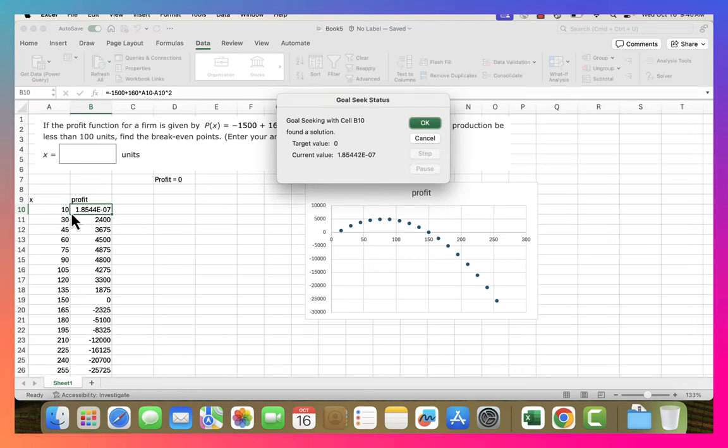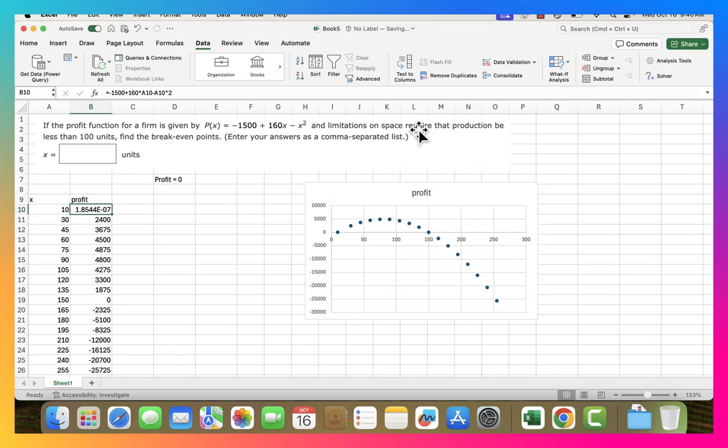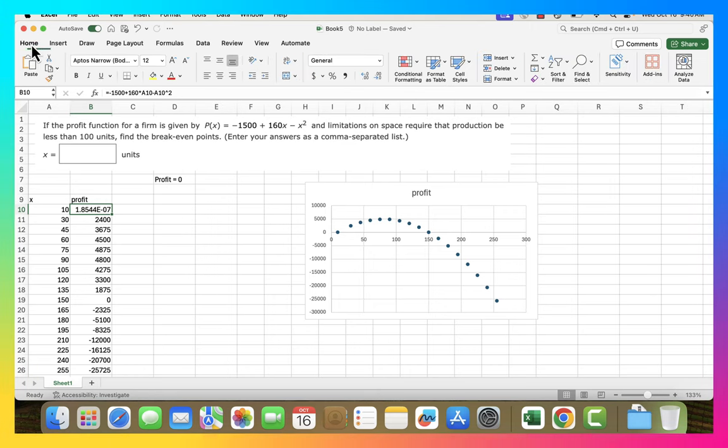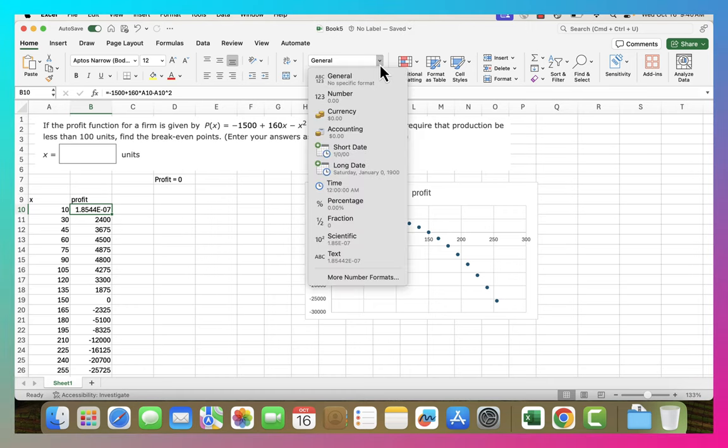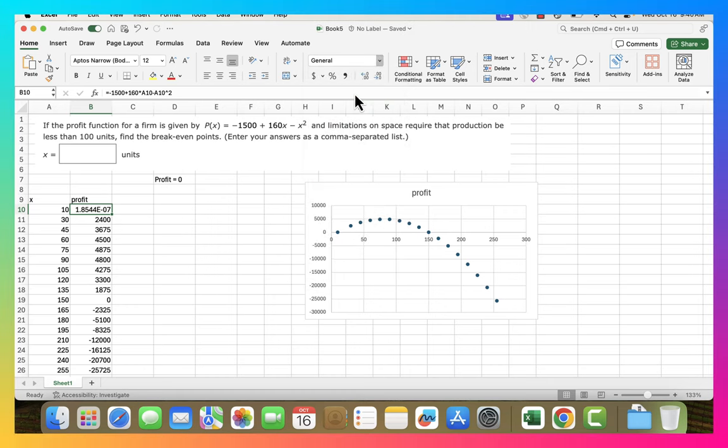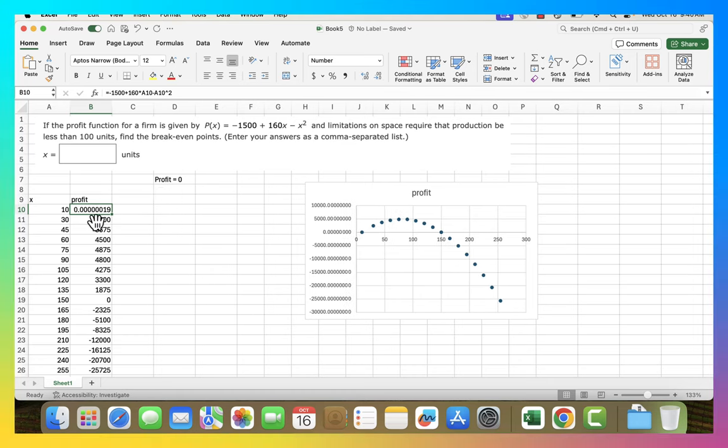And X turns to 10 and the profit says 1.854, but then notice that that's in scientific notation. To change that into decimal form, that's on the Home tab here in the number menu, change it from General to Number. It will default to two decimal places, but you can add more decimal places. To see that Excel couldn't find exactly zero, but within the limits of the precision that are built into basic default Excel, that's the closest I can get.